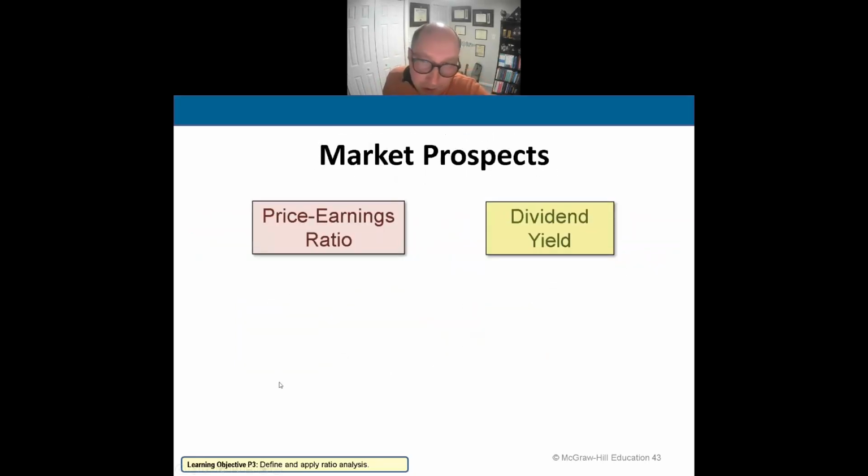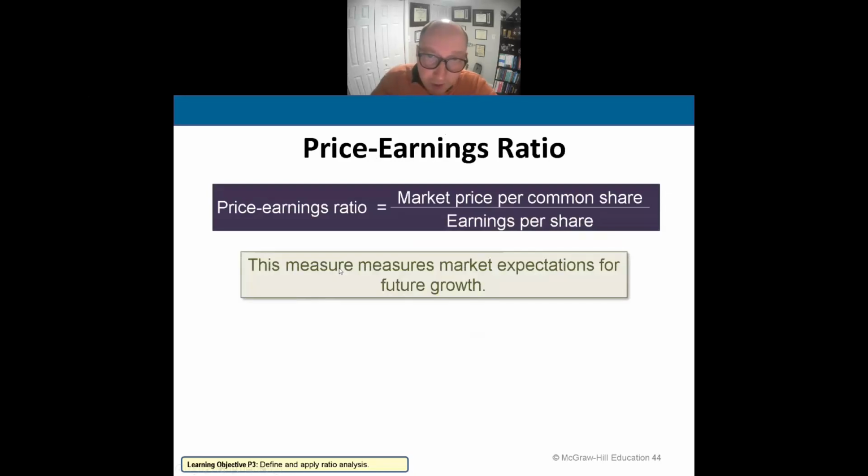The last set of ratios is market ratios. We'll look at, there's 2 of them here. Price earnings and dividend yield. Price earnings, we take the market price per share of stock divided by earnings per share. Shows us the future growth expectations of the market for the company.